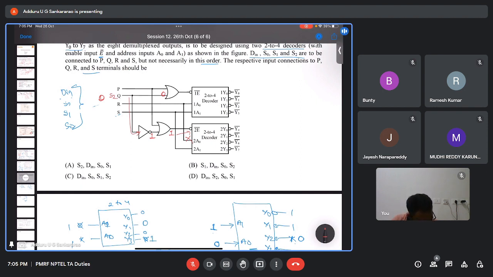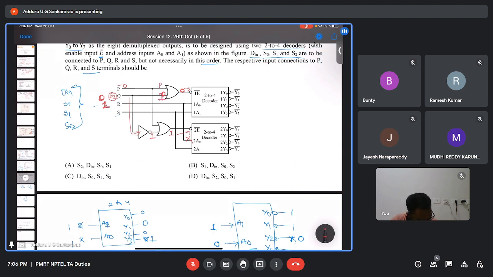So for the first decoder, based on the P value, let us say P is 0, for example, then it is going here, then the first decoder will be active. So what we can understand is S2 selects any one of the decoders. Suppose S2 is 1 if I am taking.